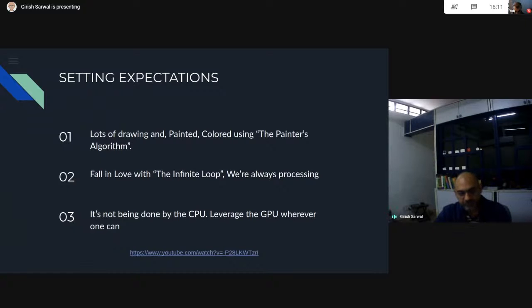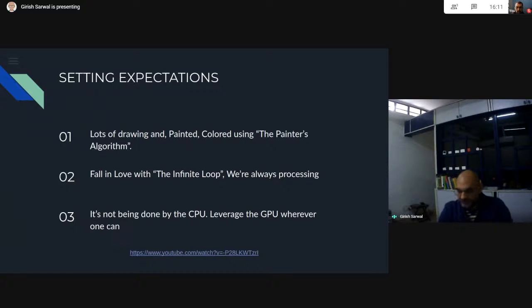The third thing that we should be setting our expectations on, when we are talking about contemporary game programming, is that we want everything to be done by the GPU. So we want to offload as much as we can to the GPU. Whatever we can't do on the GPU, we do on the CPU. So these are three basic rules that we want to keep in mind before we go further.